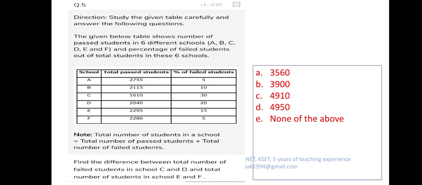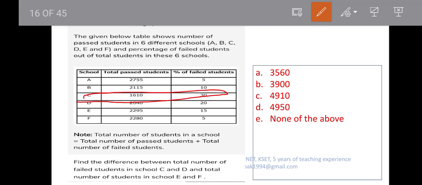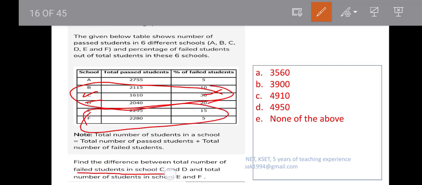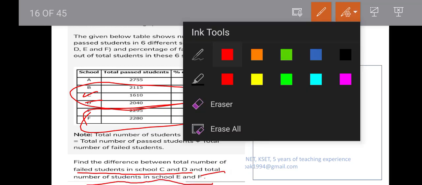Find the difference between the total number of the failed students in school C and D and the total number of the students in schools E and F. Where are school C and D? So you can find school C here, and immediate next one is school D. So what they have asked: total number of the failed students in school C and D. Failed students in school C and D I will mention. And the total number of the students in E and F. So they have asked the total number of the students, not the total number of the failed students. Remember these two calculations and these two calculations. So failed students of C and D and total number of students, both are different. So let me go for the calculation first.